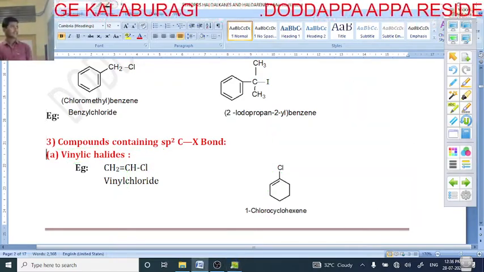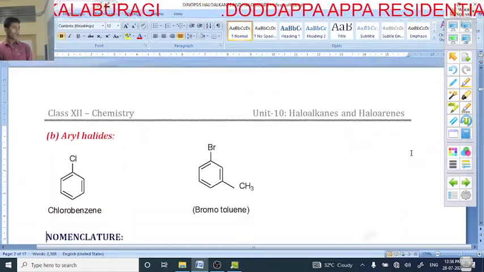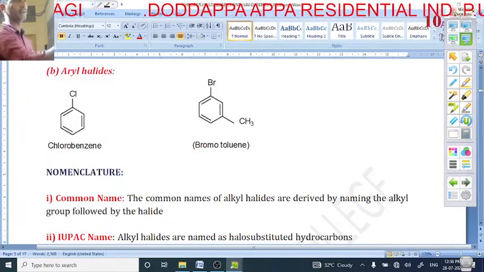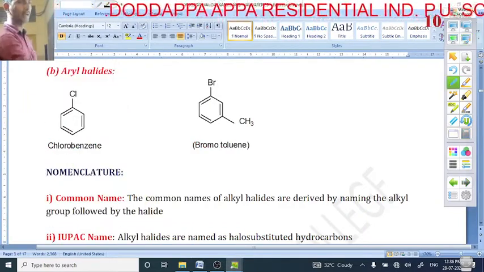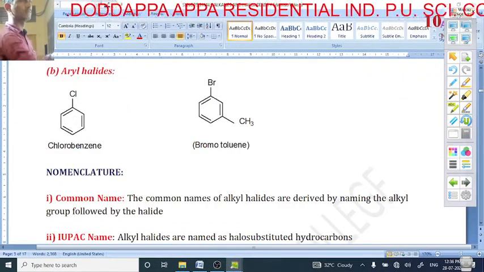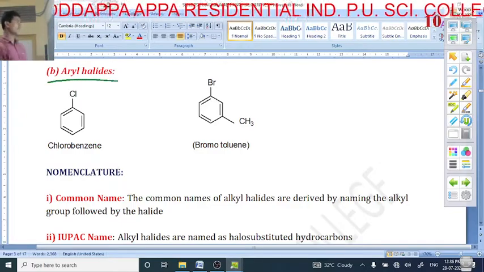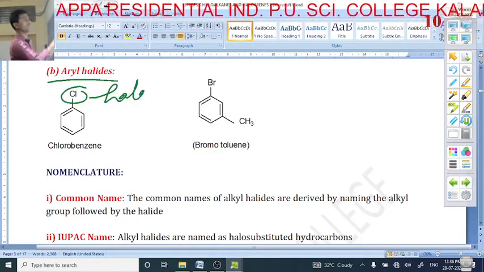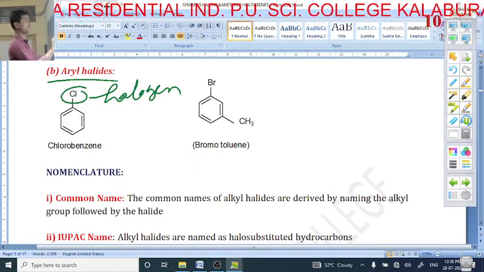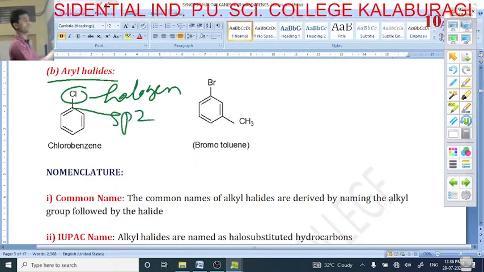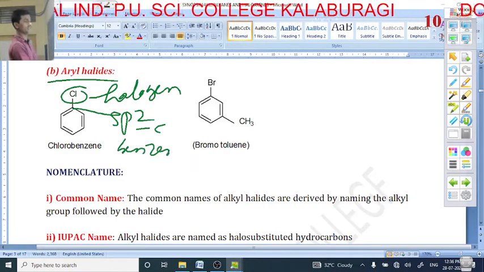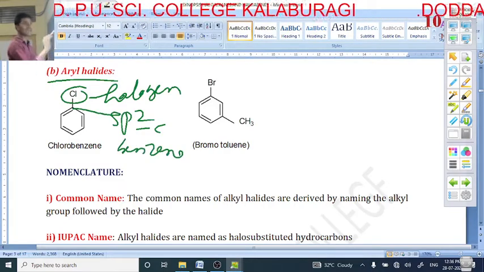The next is the aryl halide. What is this aryl halide? Very important here. In this aryl halide, the Cl is called what? Halogen. The halogen is attached to what? The sp2 carbon of benzene. The halogen is directly attached to benzene.